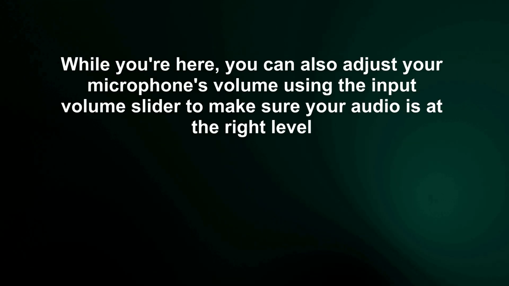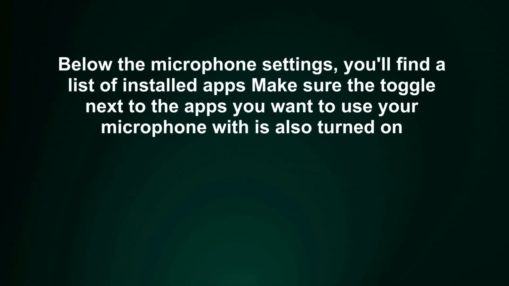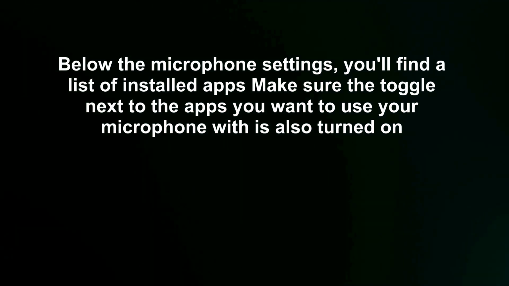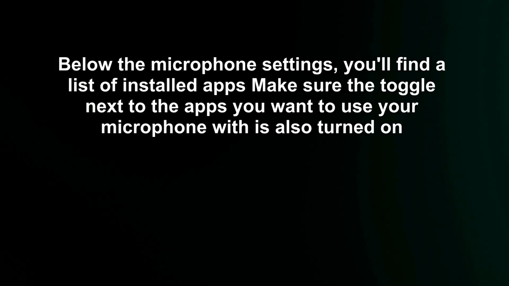While you're here, you can also adjust your microphone's volume using the Input Volume slider to make sure your audio is at the right level. Below the microphone settings, you'll find a list of installed apps. Make sure the toggle next to the apps you want to use your microphone with is also turned on.